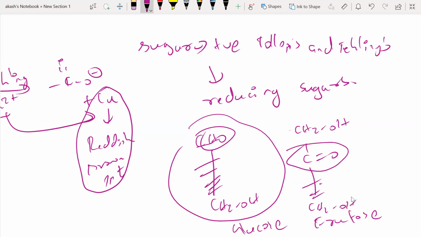So we understand that this has an aldehyde, so it will give a positive test. This has a ketone, so this will not give a positive Tollens test. So fructose is going to be a non-reducing sugar, whereas glucose is going to be a reducing sugar, because it gives a positive test for Tollens and Fehling's.